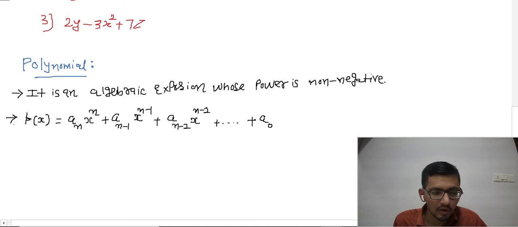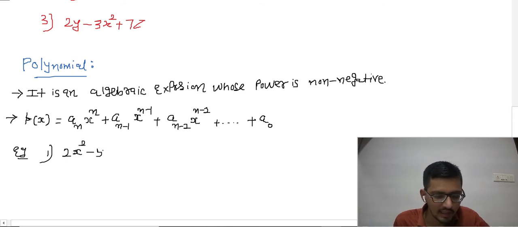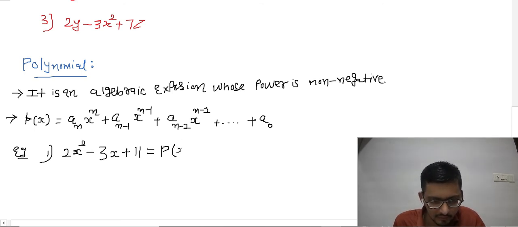But what is the important thing to understand here? Power must be non-negative. For example, if I am writing 2x square minus 3x plus 11, very clearly we can understand that your variable is x. Let me give the name of the polynomial; generally we write it on the left side: p of x is equal to this thing. You can see x is a variable whose power is 2, which is non-negative. Here x is a variable whose power is 1, which is again a non-negative integer. Let me add one more thing: it should be a non-negative integer.